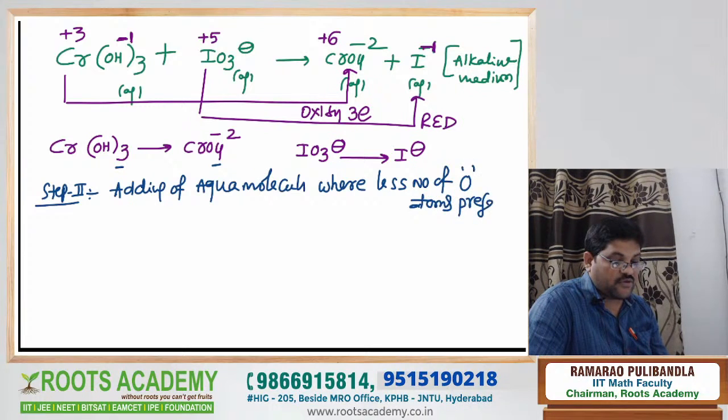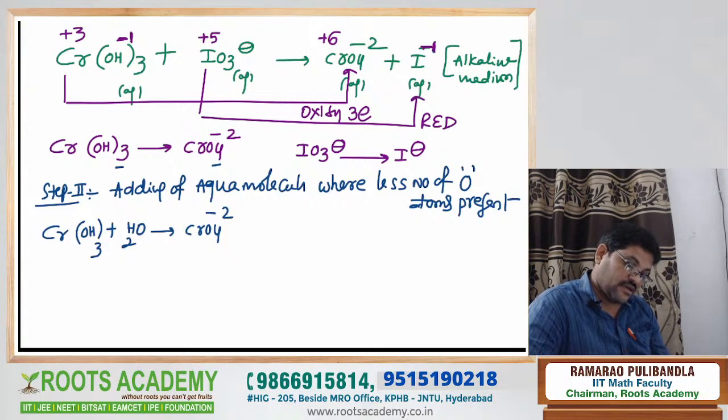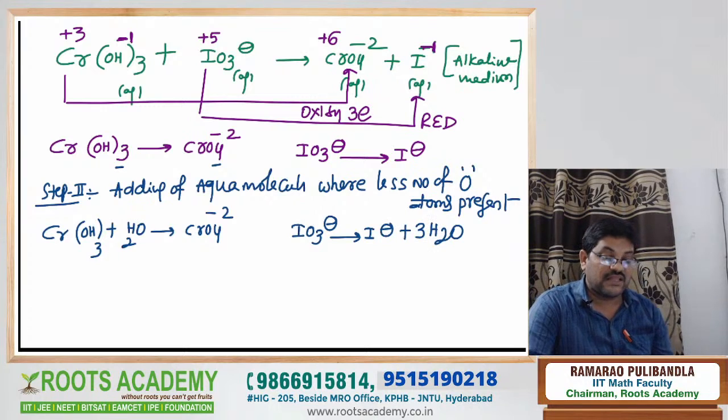Adding of the aqua molecules where less number of oxygen atoms are present. Now from that what you write? Cr(OH)3 plus H2O gives rise to CrO4 2-. Here IO3- gives rise to I- plus 3H2O. Because where the less oxygen atoms are there, that side adding of the aqua molecules. That is completed. It's very easy now, no confusion.